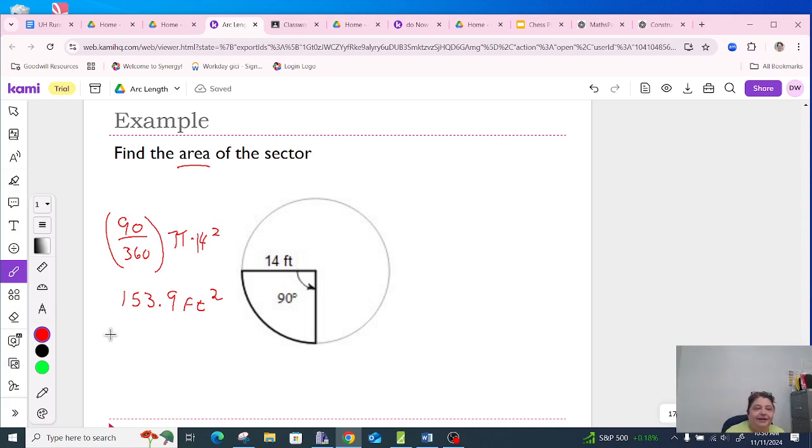Okay. Did everybody get 153.9 now? And now it'd be square units because we're talking about area. And when we're talking about sector area, that would be this whole thing here, right?